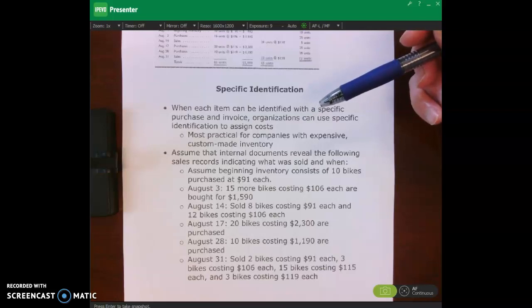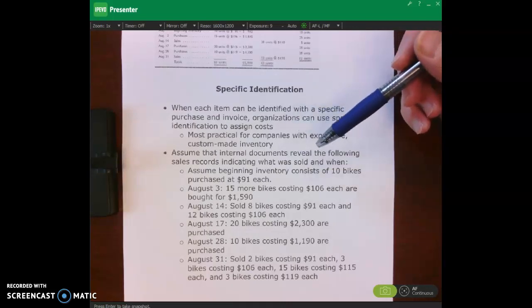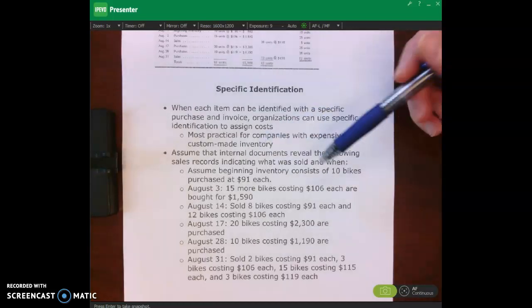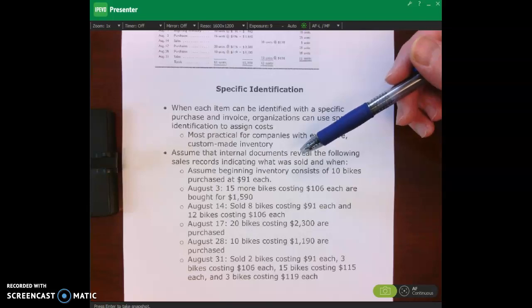So a car dealership would be a good example of a company that would be using specific identification. So think big dollar inventory, low volume. It's custom made and they can figure it out. They can say, this is the exact cost. High volume inventory, no, not practical because of limitations in the information system.